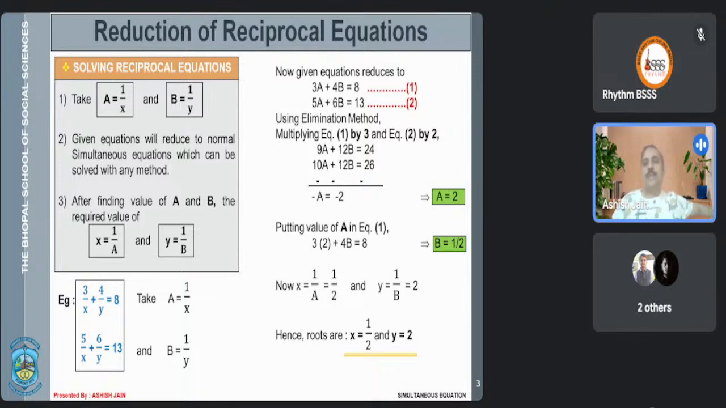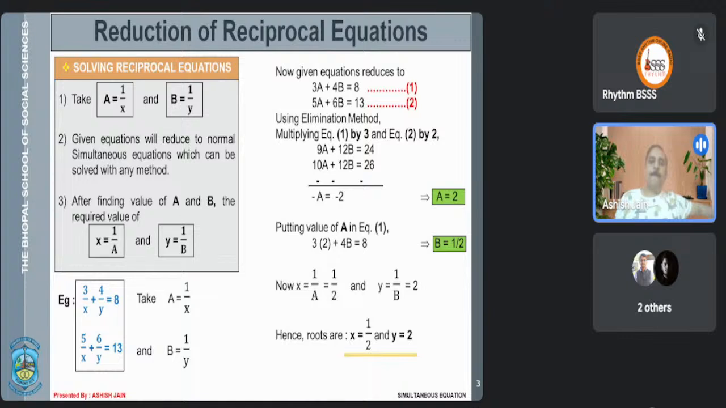3a plus 4b is equal to 8, 5a plus 6b is equal to 13. Here a and b both are unknown variables. For 2 unknown variables, we must have 2 equations. So here we have 2 equations. Clear? This method is called reciprocal equation.